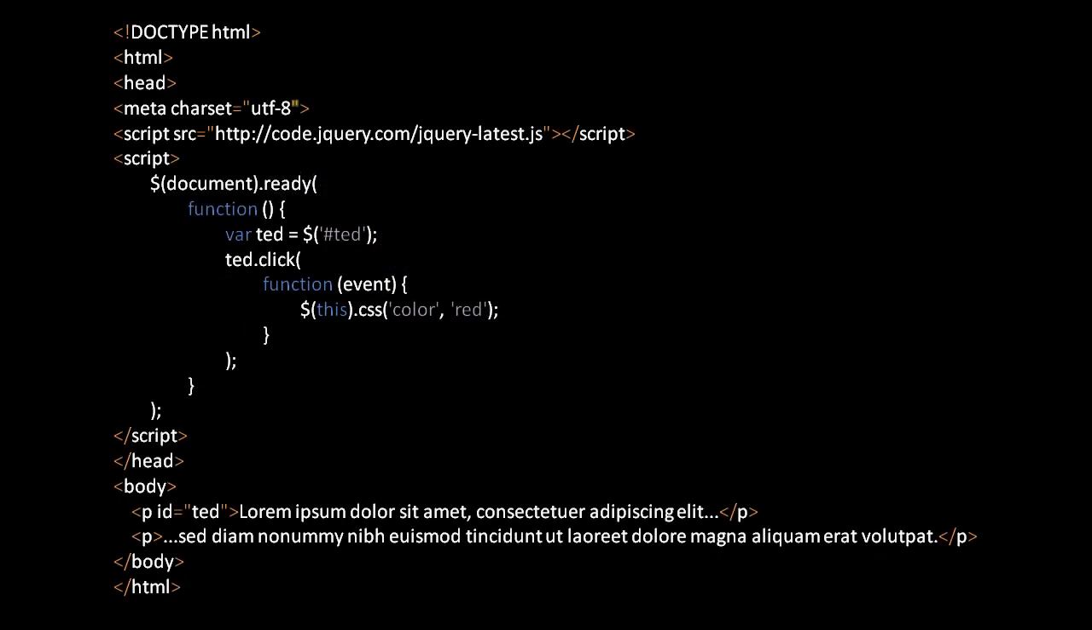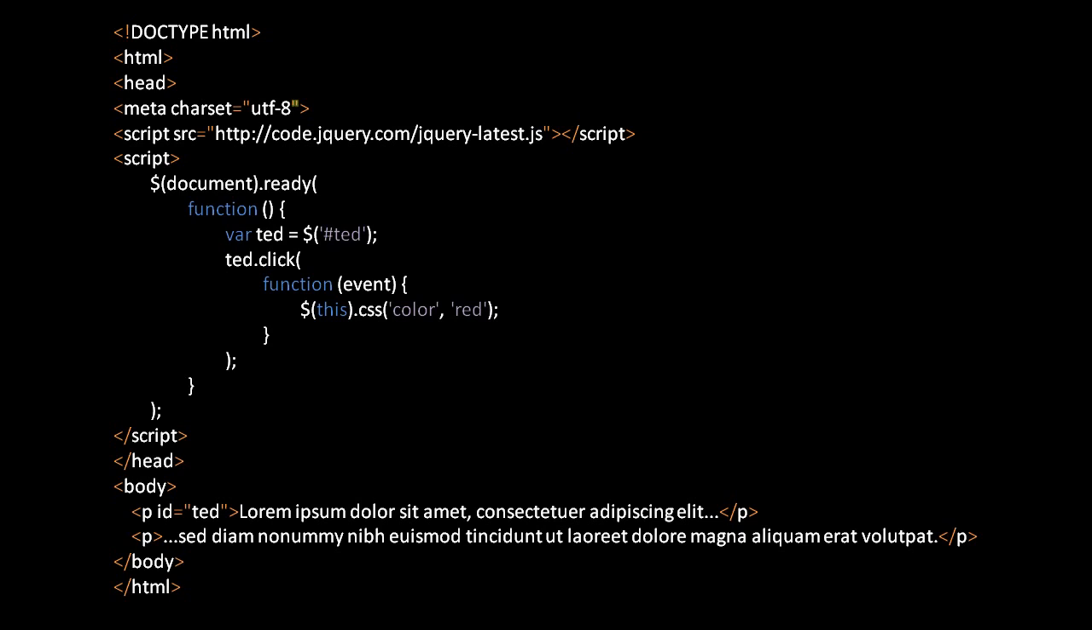Now that we have event handlers, we can actually do some interesting things in our pages. So going back to our template, if we then fill it in with some actual code, notice in the body we've added two p tags, the first given an ID of TED, and then in the script, inside the document ready function, we're adding our actual code, starting with the declaration of a variable TED, to which we assign a jQuery object containing the element with the ID TED.